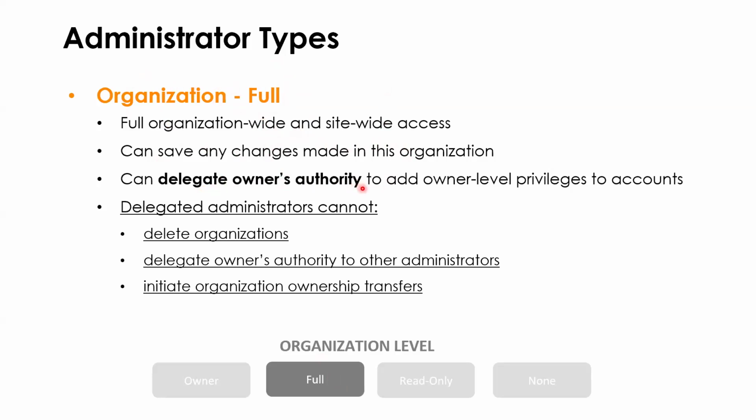So if you create an admin, you make them full. There's also going to be a checkbox to delegate owner's authority, and that will give them some extra access to features, basically giving them everything that the owner has, except the ability to delete organizations, the ability to delegate ownership authority to other admins, and the ability to transfer ownership. So other than these three features, a full level org manager who has also been delegated owner's authority has access to every other feature inside Nebula.